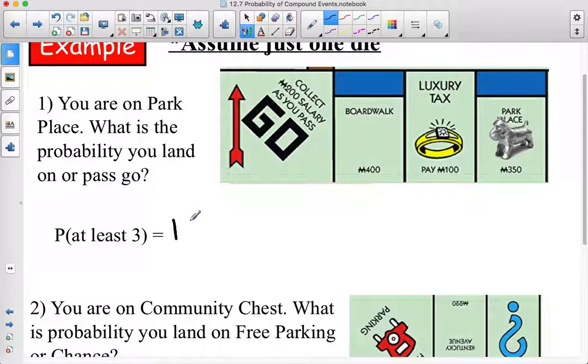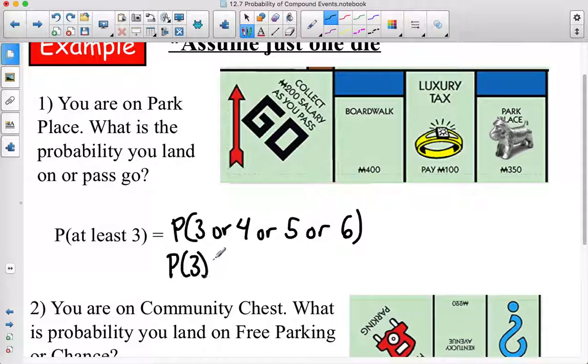At least a 3 would be the probability of getting a 3 or a 4 or a 5 or a 6. That's what it means to be at least 3. It means 3 or more. And because we're using the word or, we're going to be adding. So I need the probability of 3 plus the probability of getting a 4 plus the probability of getting a 5 plus the probability of getting a 6.